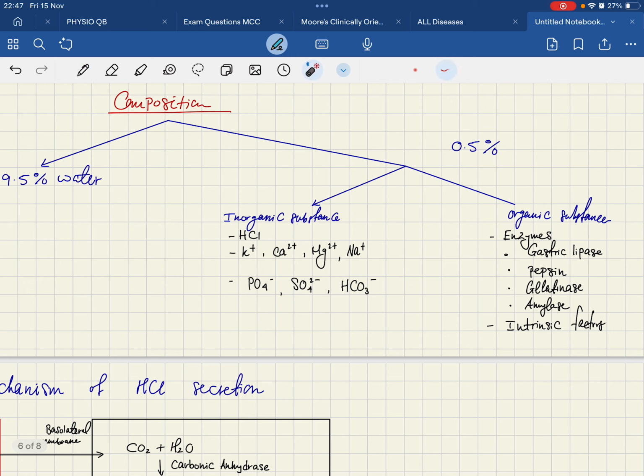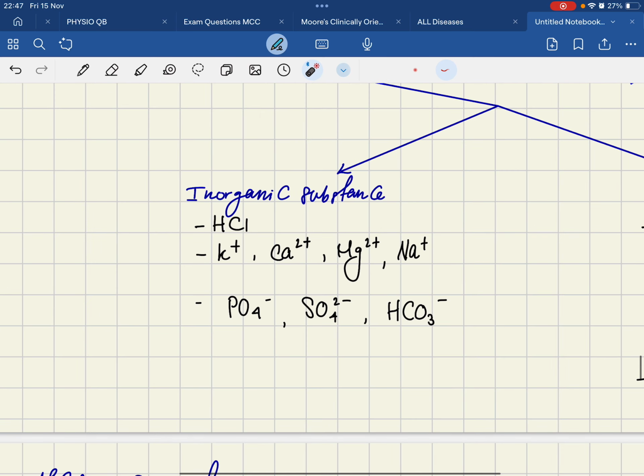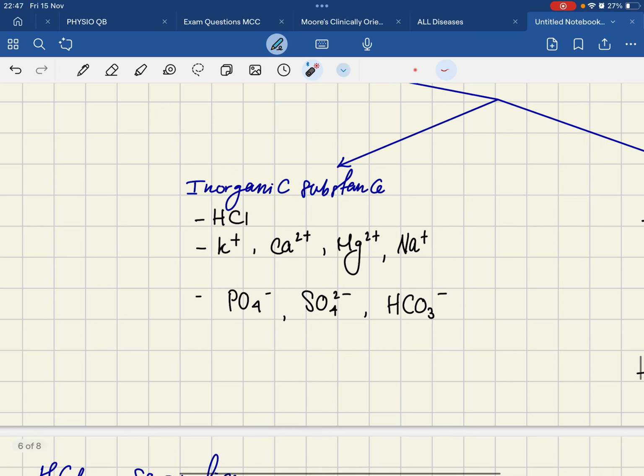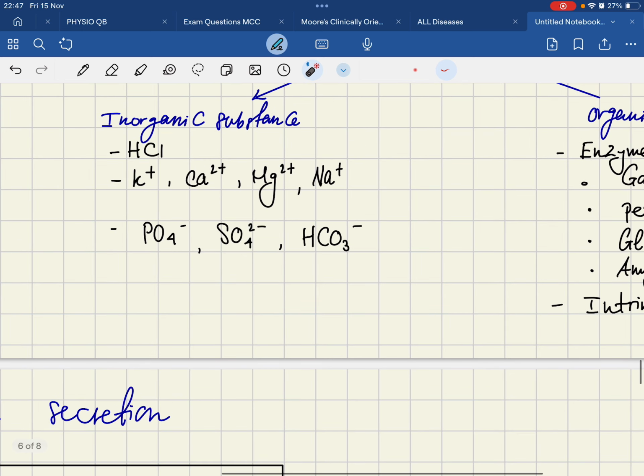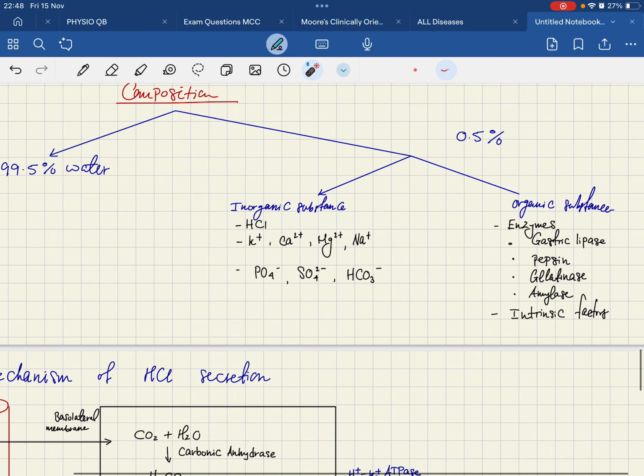is made up of inorganic substance and organic substance. For inorganic substance, we will have HCl, a very important constituent. And then you'll have different ions. So we'll have potassium, calcium, magnesium, and sodium. And then we'll have phosphate molecule. You'll have sulfate molecule, and... how's it called? Forgot.